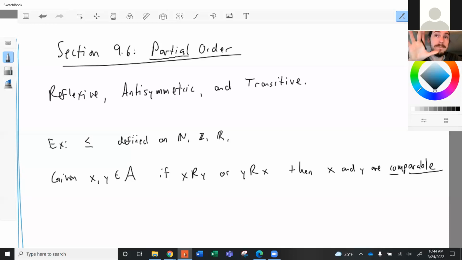So there are some examples where things aren't comparable. That's why it's called a partial order, because basically the idea is that the relation establishes what order the elements go in. Like less than or equal to can be used to establish that 2 comes before 5. It basically gives you an order. But if you have elements that aren't comparable to each other, then the order wouldn't be definable. That's why it's called partial order.